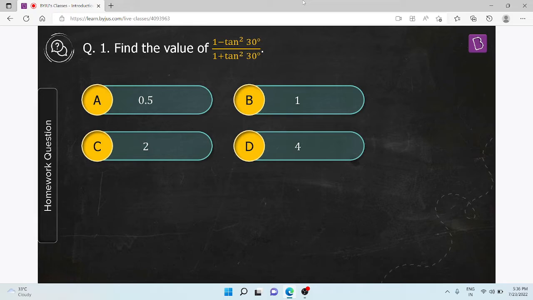You only have to put the value of tan 30 here. Students, tan 30 is equal to... tan 30 is what? Anyone? Friends, tan 30 is always equal to 1 by root 3. So you just have to put 1 by root 3 and you can find out the answer. Solve it quickly, students, and tell me the answer. A, B, C or D, which one is correct?